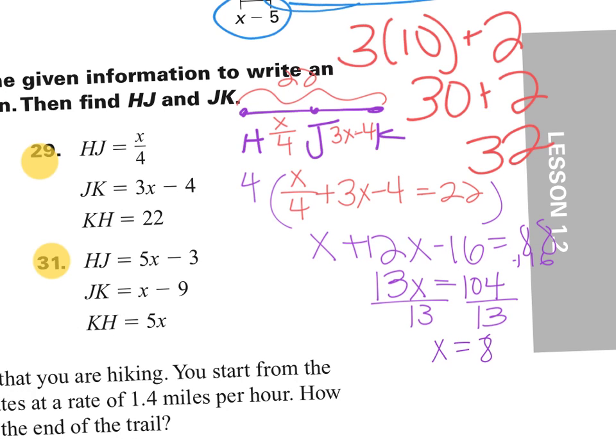I'm going to get x is 8, and then I want to find HJ, so this would be 8 over 4, which is 2. JK, which would be the same thing, or it should be the same thing, 8 times 3, which is 24 minus 4. Oh, sorry. These are not necessarily the midpoint, so it shouldn't have to be the same thing. 3 times 8 minus 4, 24 minus 4, which is 20. What these two should do is add up to that 22, which they do.